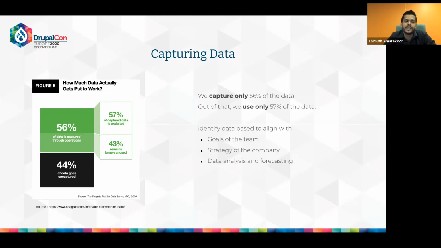So we don't have to focus on capturing all that 100% of data out there, but you need to decide what are the crucial data you want to capture to fulfill your goals. You can identify this data based on the goals and maybe the strategy and the data analysis and forecasting, like we discussed in the previous slide, and identify what's the critical data you want to store in your local data store.